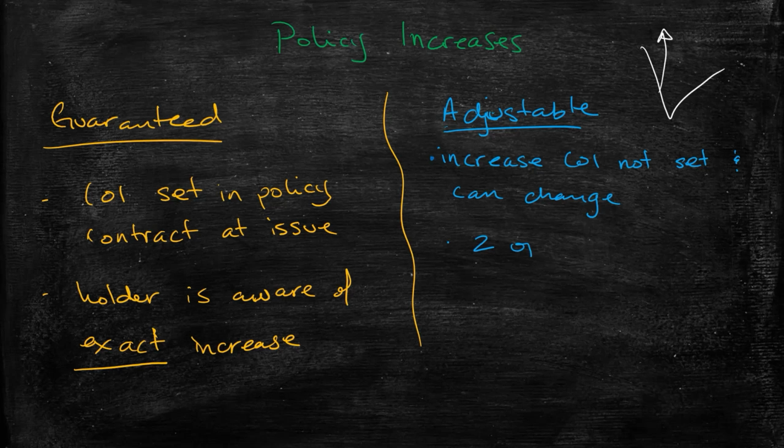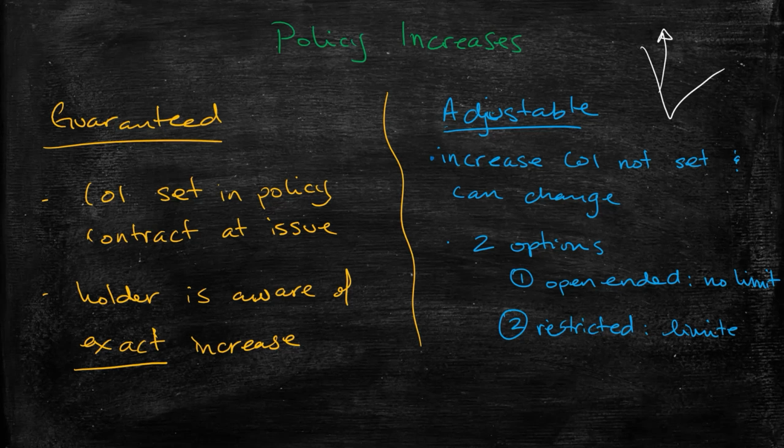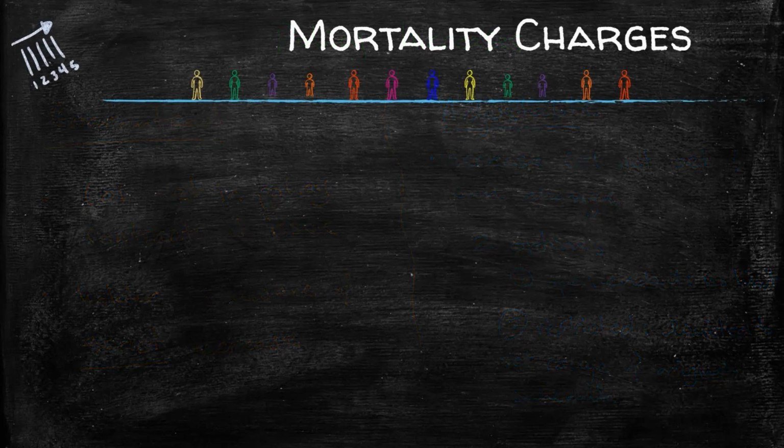And there are two possibilities in adjustable. They can either be open-ended or restricted. Either way, those increases are not set in advance, and the COI increase can change. The restricted has a limit on the increase. So let's say, for example, it can't go above 20% of whatever the original schedule was in the contract.